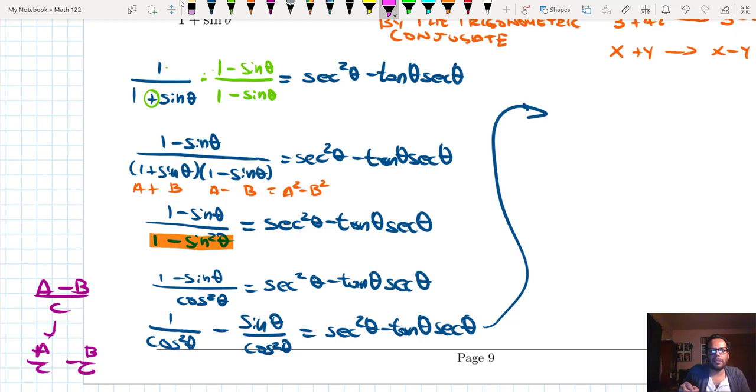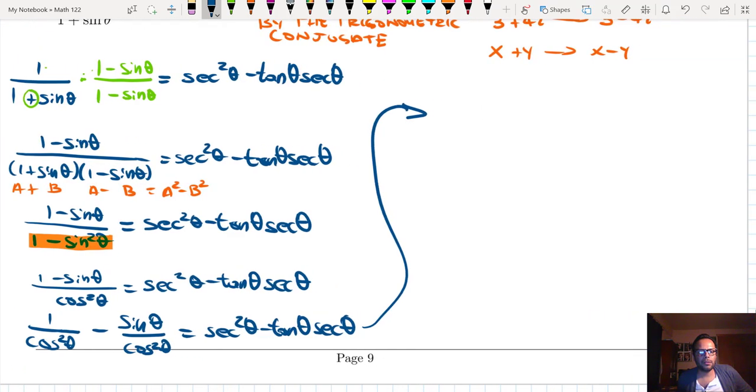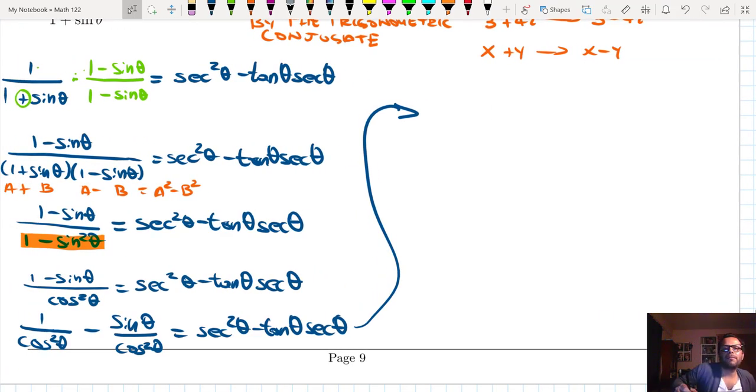Okay, I'm going to keep the first term the same, the 1 over cosine. Well, why not? Suppose we didn't have the square right here. This is 1 over cosine. 1 over cosine is the same as secant. But because it's squared, this is secant squared. So there we go. We already get the first term, right?